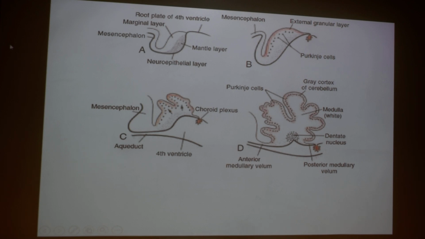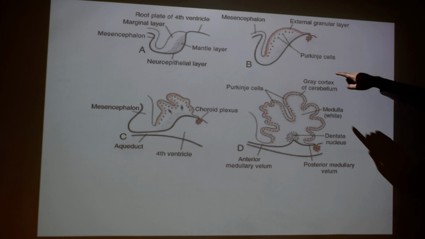So from the neuroepithelial cell layer, you would have the cells migrating towards the surface, and as they migrate to the surface, they are going to give rise to the external granule layer. Can you see this? And this external granule layer is going to give rise to the Purkinje cells and the basket cells, which you see in the molecular layer of the cerebellum.